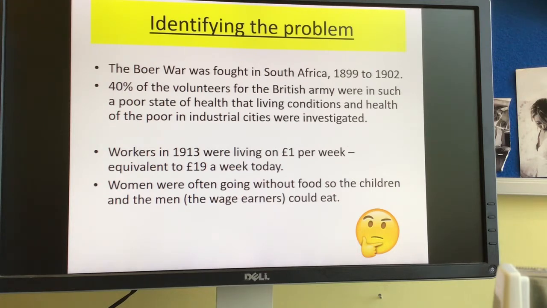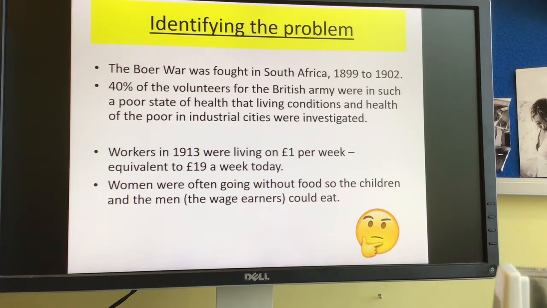40% of these volunteers for the British Army were in such a bad state, health-wise, and living-conditions-wise, that they were investigated. And not only that, just before the First World War in 1913, we had workers living on £1 a week, which is the equivalent to about £19 a week today. So you can see there's a lot of poverty, and women as well are often going without food, so the children and the men, the wage earners who need to be healthy, can eat. So a lot of poverty at this time in the early 1900s, which is beginning to be tackled by the government.